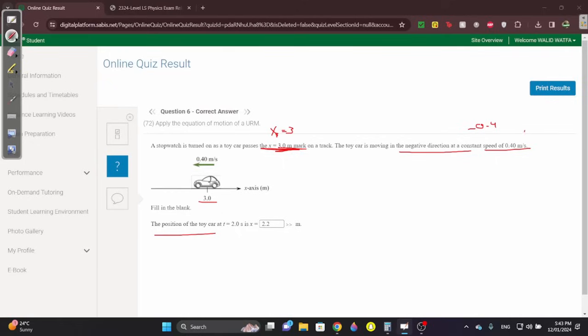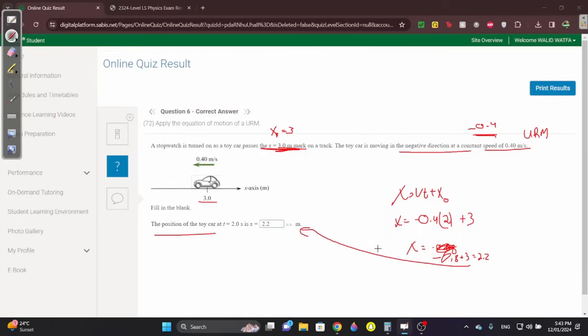Since it's a constant speed, meaning uniform motion, we use x equals vt plus x naught. So x equals the velocity, negative 0.4, times the time, which is 3. Sorry, no, my fault. Times the time, which is 2, plus 3. So x equals negative 0.8 plus 3, which is 2.2. That's correct.